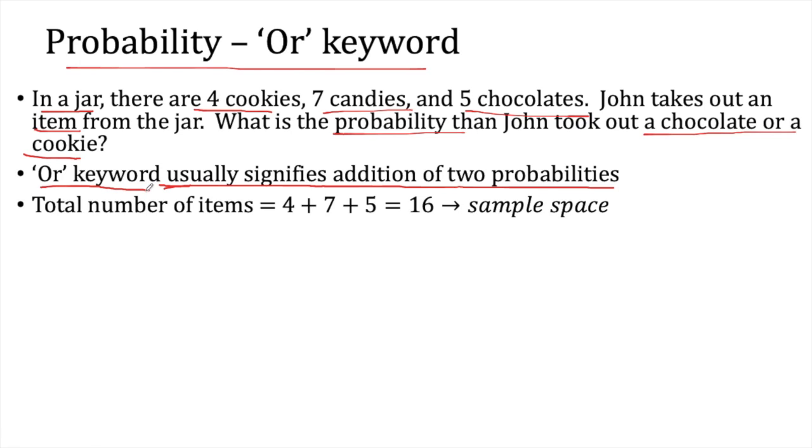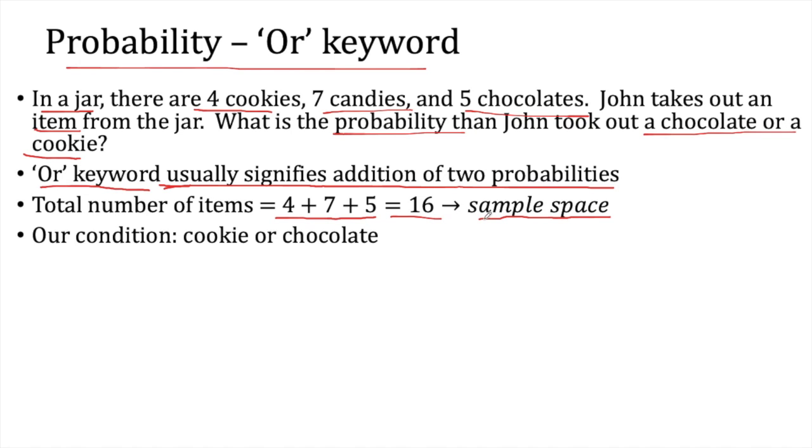So now, coming back to our problem, we must first define our sample space. And in this question, the sample space is simply the sum of the total number of items, regardless of which item it is, whether it's a cookie, candy, or chocolate. So the total number of items is 4 plus 7 plus 5, since we have 4 cookies, 7 candies, and 5 chocolates. And this evaluates to 16 total items, and that's our sample space, 16 items. And our condition is that we need a cookie or a chocolate. And as I stated earlier, the OR keyword mathematically translates to addition.